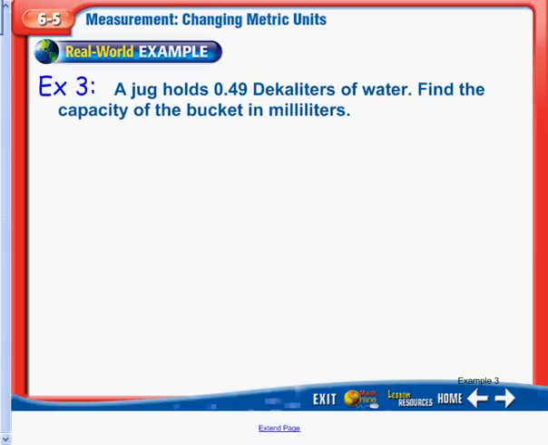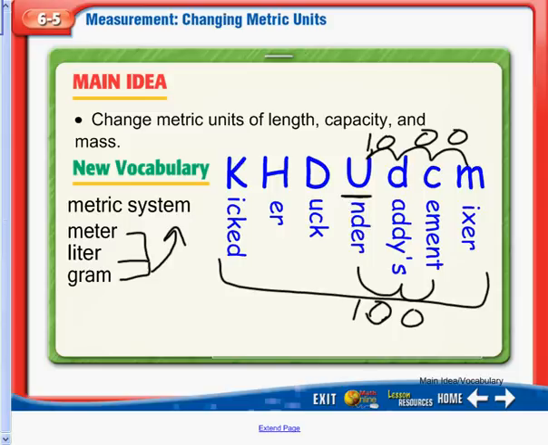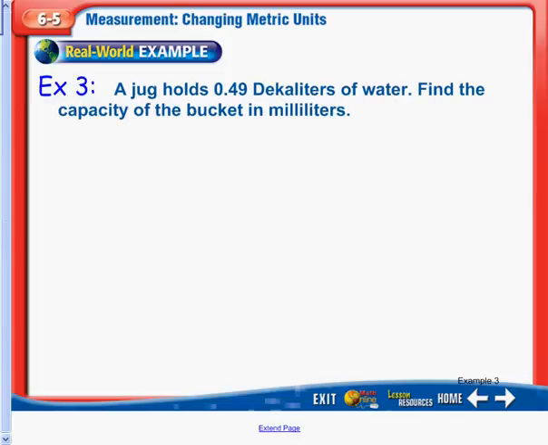Example 3. A jug holds 49/100 decaliters of water. Find the capacity of the bucket in milliliters. Now as you notice, this D is capitalized. That means we're going to be using this one right here. The smaller d is deci, because it's EC, whereas this has got a K. Also noticing the capital D means we're getting bigger.